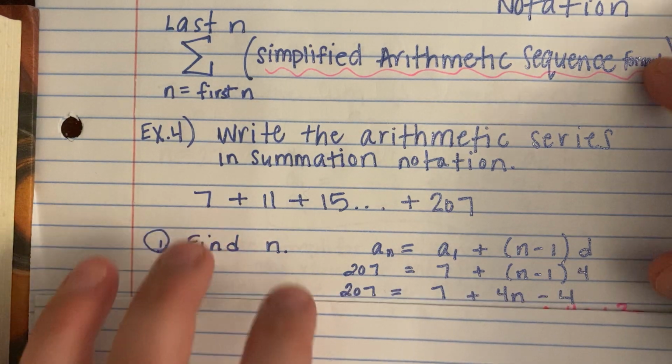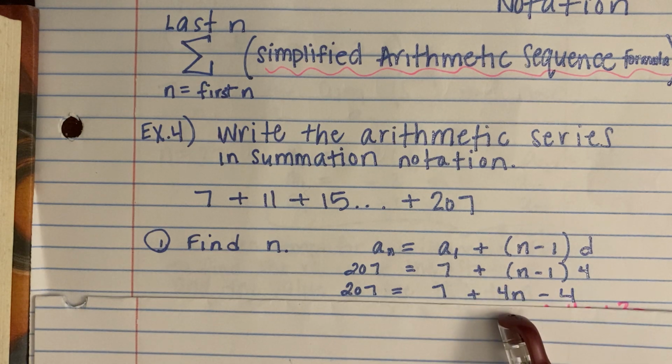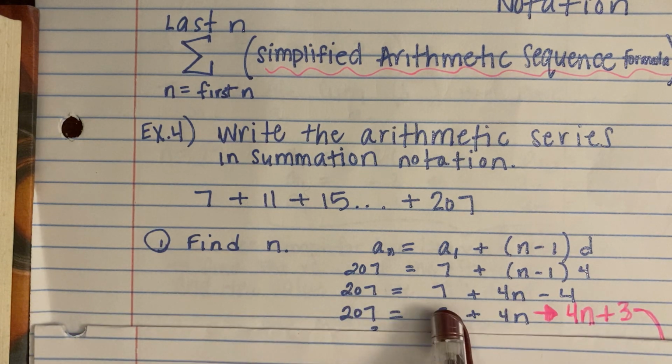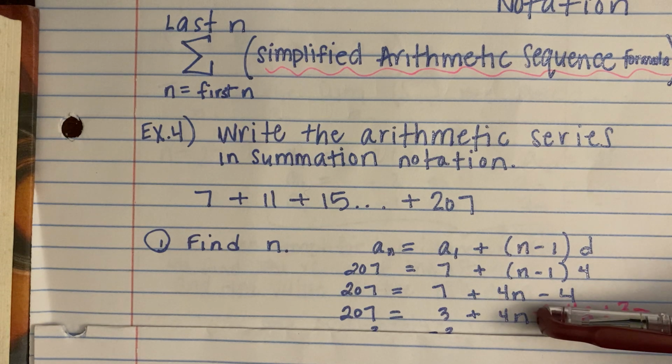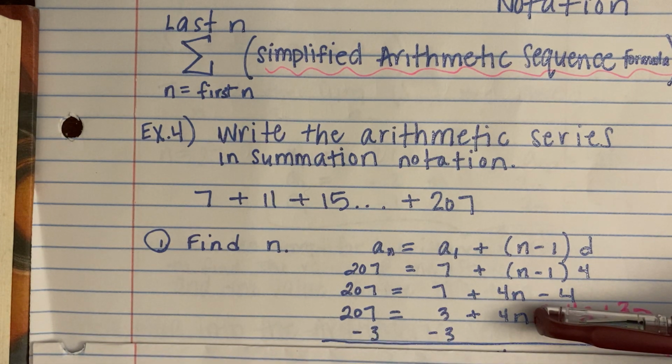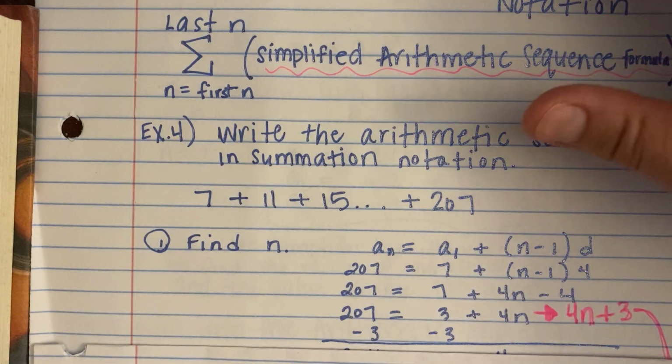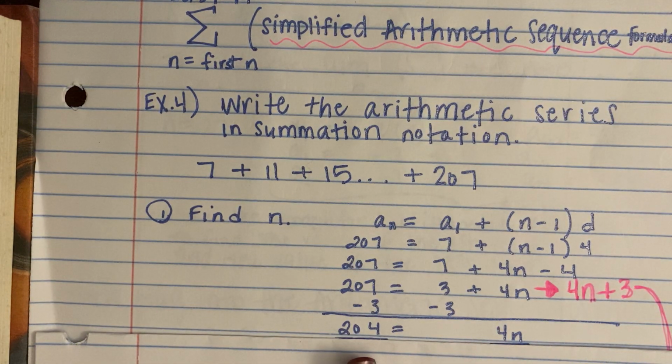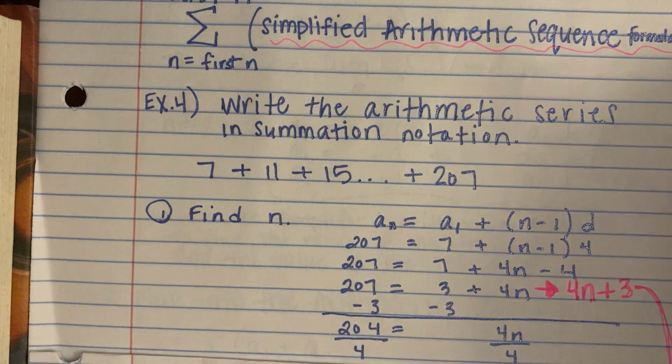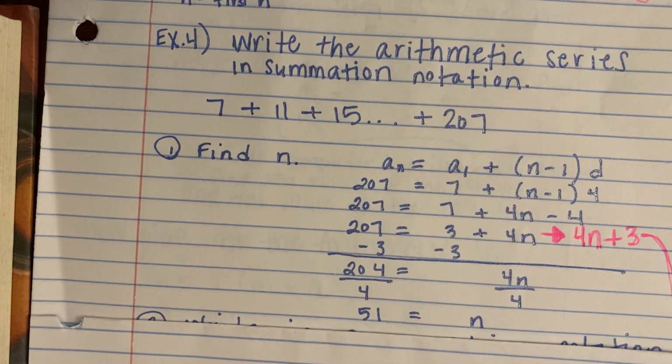We're going to get rid of the parentheses by distributing. So 4 times n gives us 4n, and 4 times negative 1 gives us negative 4. Now I'm going to combine like terms. The 7 minus 4 leaves us with 3, plus the 4n. We'll come back to this pink part in a minute, so for right now you can ignore that. I want to get n by itself, so I'll subtract 3 from both sides. Once I do that, I have 204 on the left is equal to 4n. So time to divide by 4, and that gives us n is 51.